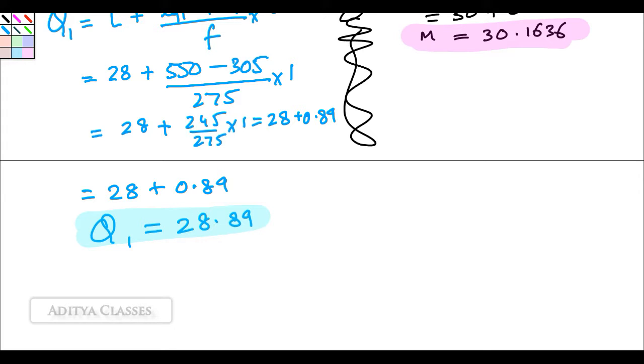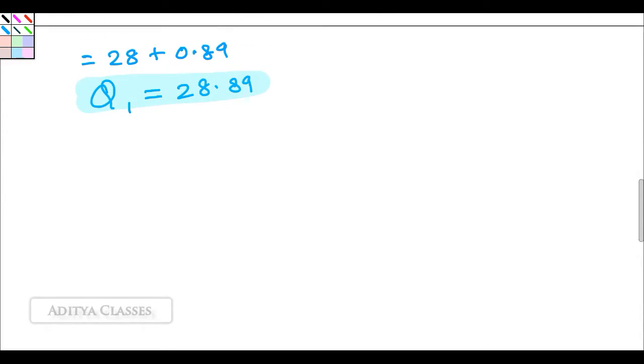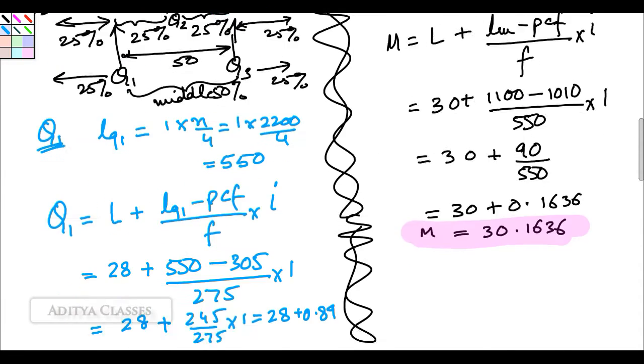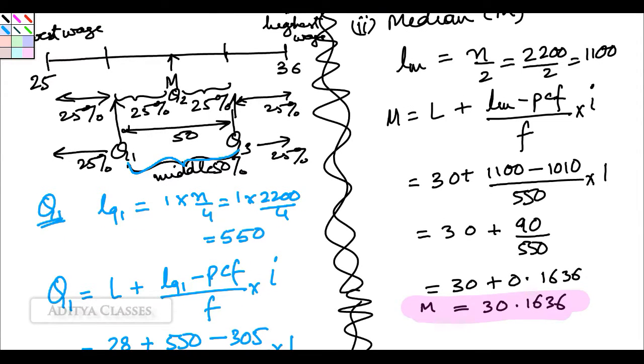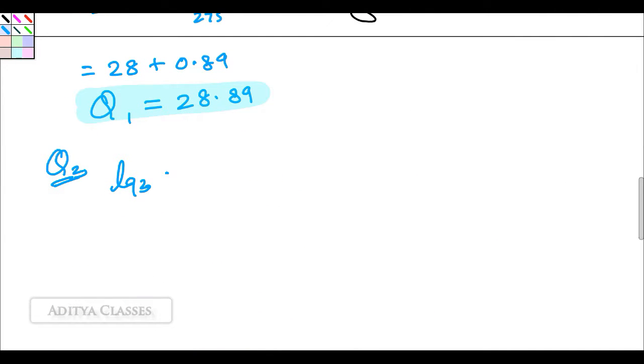Now similarly, let us find out Q2 also. For Q2, location of Q2, sorry, no, rather we need to find out Q3. We need to find out Q1 to Q3. This will give us middle 50%. So Q1 we are through with it. Q3 let us find out. It will be 3n by 4, making it 3 times 2200 by 4, giving me a location of 1650.